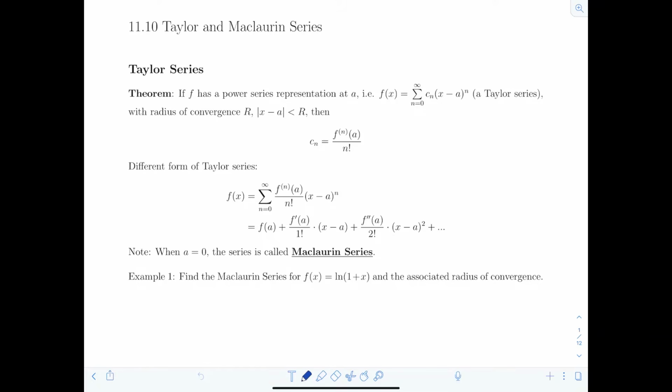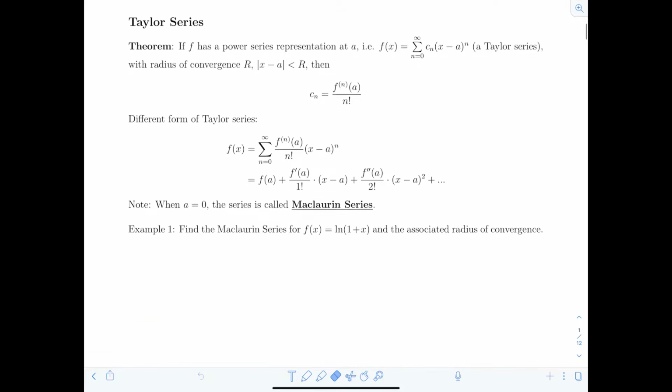To the first part of the lesson on Taylor and Maclaurin series. So Taylor series, we have the following theorem. If a function has a power series representation at a, for example, if we can express our function f of x as the sum n equals 0 to infinity of c sub n times x minus a to the n with radius of convergence r, then the coefficients are given by the following formula. So c sub n is equal to the nth derivative of f at a divided by n factorial.